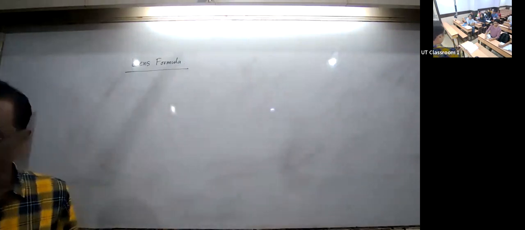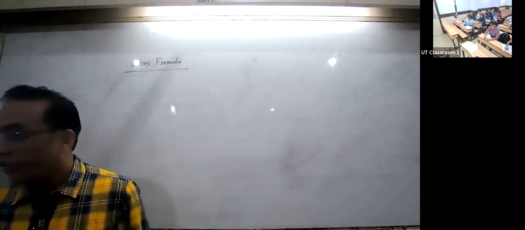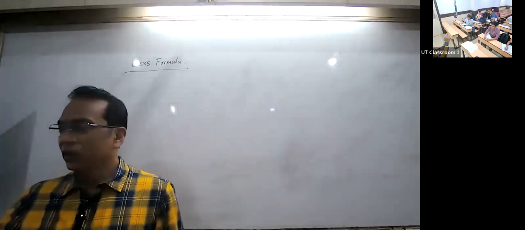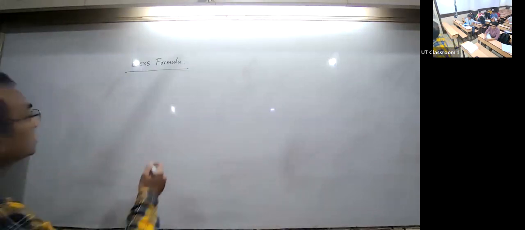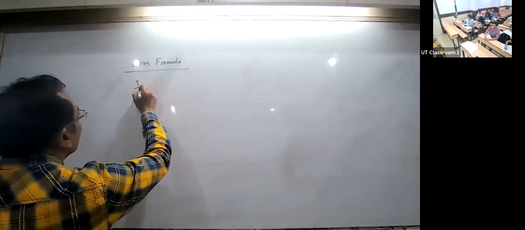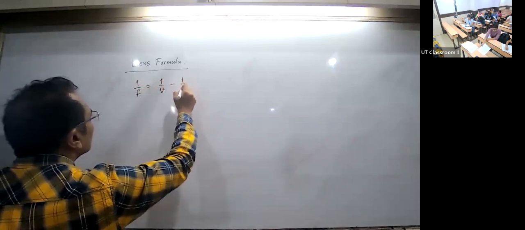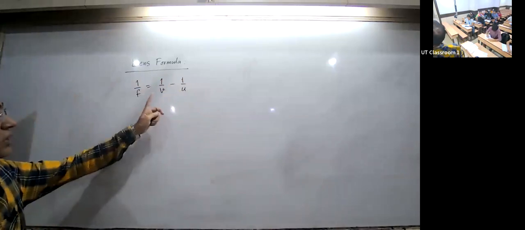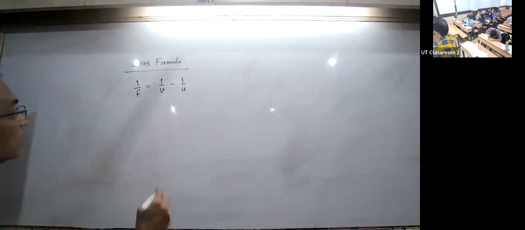So what is lens formula? Did we do mirror formula? What was mirror formula? 1 by f is equal to 1 by v plus 1 by u. Here it will be 1 by v minus 1 by u. That's the only difference, right? So lens formula is 1 by f is equal to 1 by v minus 1 by u. It expresses the relation between focal length, image distance and object distance in case of lens, right?